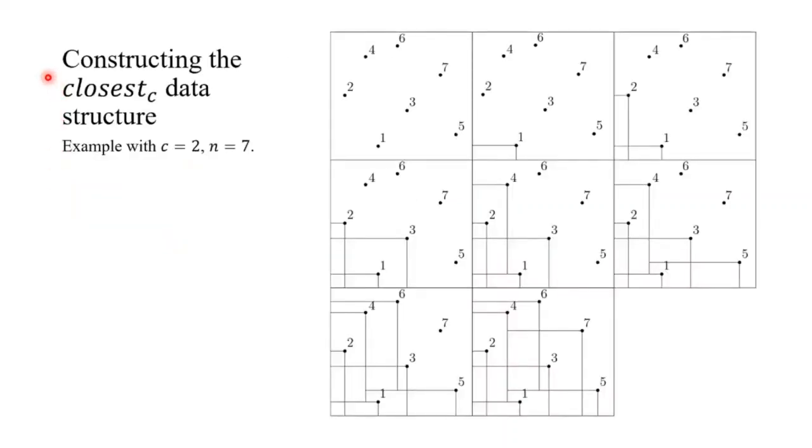Okay, so now I'll be explaining how to construct the closest C data structure using an example where C equals 2 and n equals 7. So first we take the 7 points of S, and we order them in the order in which a line of slope -1 passing from left to right across the plane would encounter them. So as you can see, point 1 would be encountered first, and point 7 here would be encountered last.